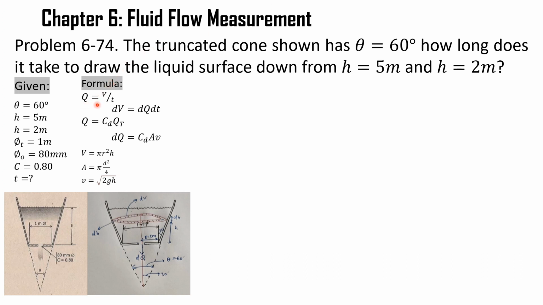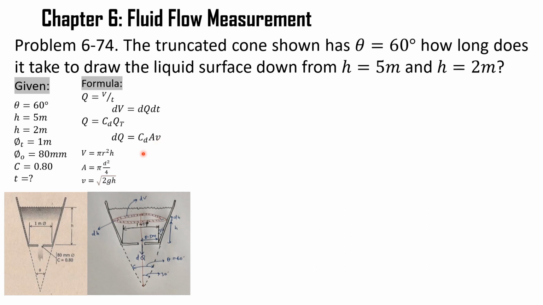Since we are looking for the value of time, we're going to use the formula of discharge, which is equal to volume over time. Deriving this equation, we can get dV equals dQ times dt. Since Q here is unknown, we can use the formula of actual discharge, which is equal to coefficient of discharge times theoretical discharge. Since theoretical discharge is also equal to area times velocity, we can equate this to our formula. So deriving this equation, we can get dQ equals coefficient of discharge times area times velocity.